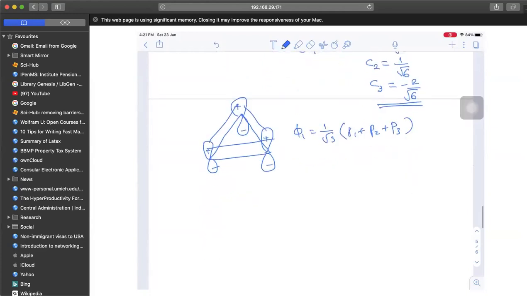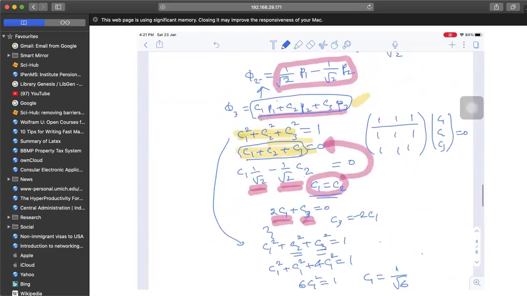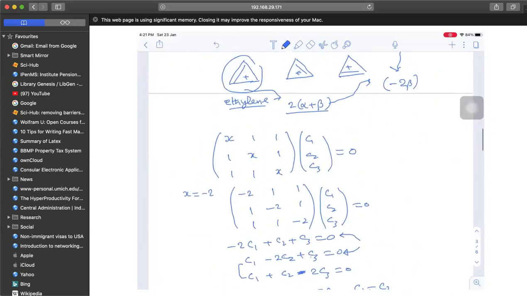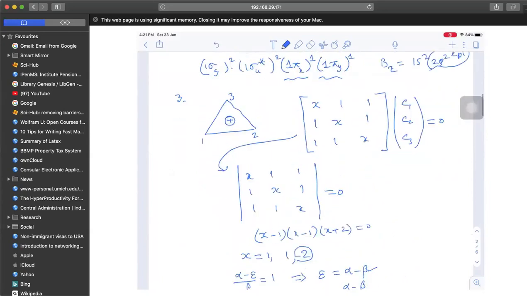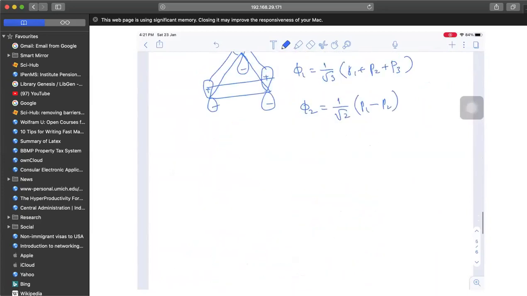Then how about the next molecular orbital, phi 2? It is 1 by root 2 P1 minus 1 by root 2 P2, and it has no contribution from P3. It was our atom number 3. Let me look at what I had written. Yes, the top carbon atom was called atom number 3. So the molecular orbital has no contribution from P3.